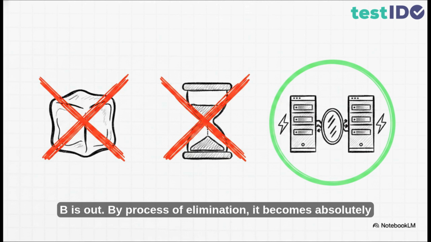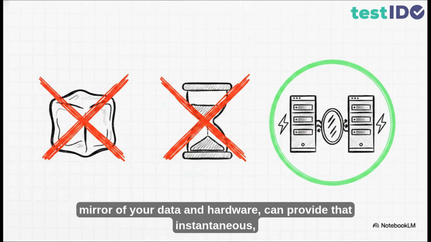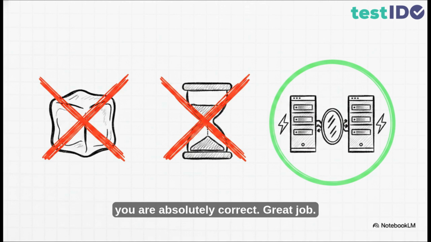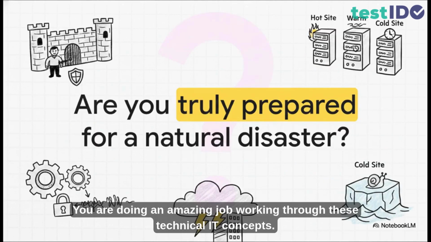By process of elimination, it becomes absolutely obvious that only a hot site, which acts as a real-time mirror of your data and hardware, can provide that instantaneous, seamless transition the bank requires. So if you picked C, hot site, you are absolutely correct. Great job. You are doing an amazing job working through these technical IT concepts.